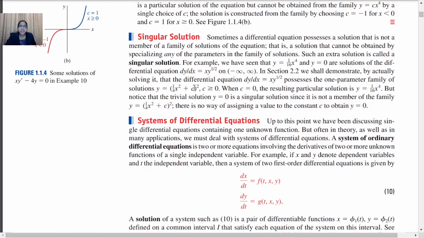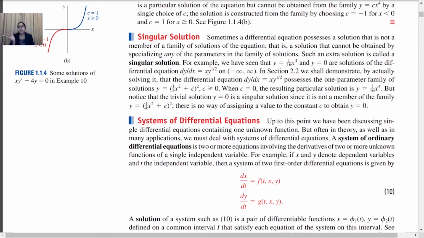But is there any value for c such that I get y is equal to 0? It is not possible, unless x and c both are put to 0, right? So y is equal to 0 is a solution of this given differential equation. So y equal to 0 forms a singular solution. We cannot obtain the trivial solution y equal to 0 by substituting any value for c. But if you put c equal to 0, I get this particular solution. Alright, so that is called a singular solution.